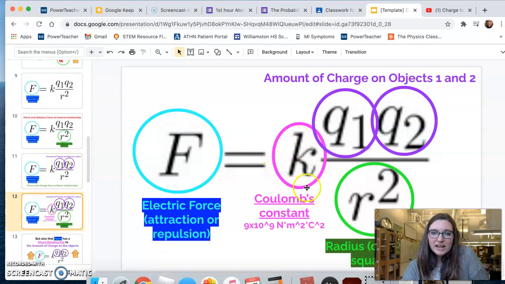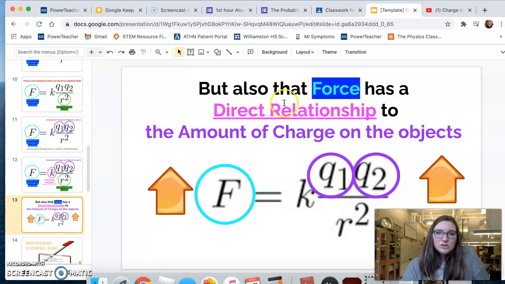So then we can add on to this Coulomb's constant. Coulomb's constant is kind of what holds it all together. It is just a giant number, 9 times 10 to the 9th newtons times meters squared per Coulomb squared. Distance, charge, force is what all of those units are in there. Okay. So force has a direct relationship to the amount of charge on the objects. If the charge goes up, the force goes up.